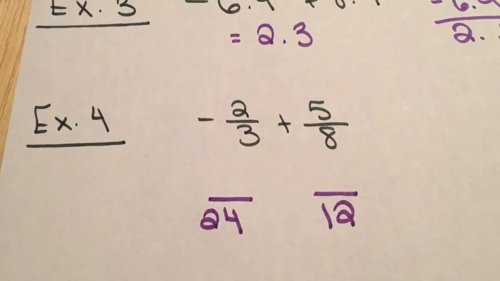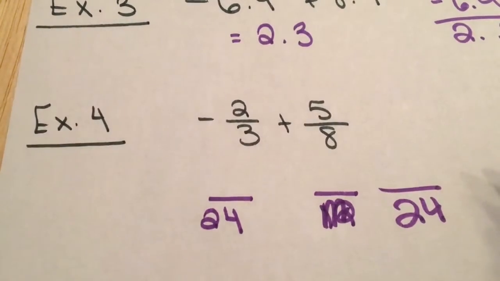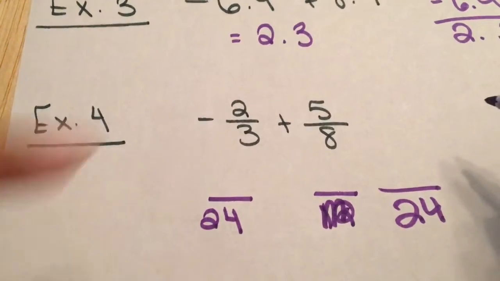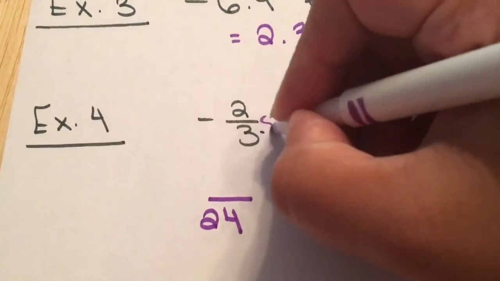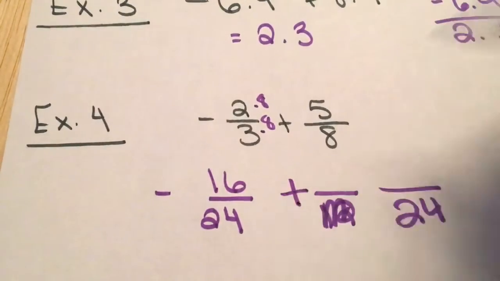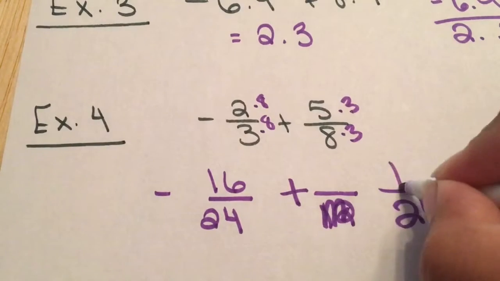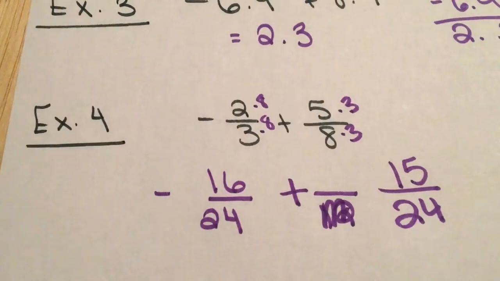So I first need to multiply to get my, I don't know why I wrote 12. I meant 24. So I first need to multiply so that I can get those common denominators. So 3 times 8 and 2 times 8 gives us a negative 16/24 plus 8 times 3 and 5 times 3 gives us a 15/24. So signs are different.